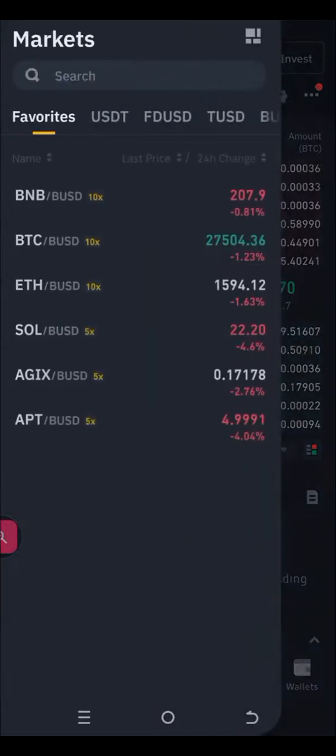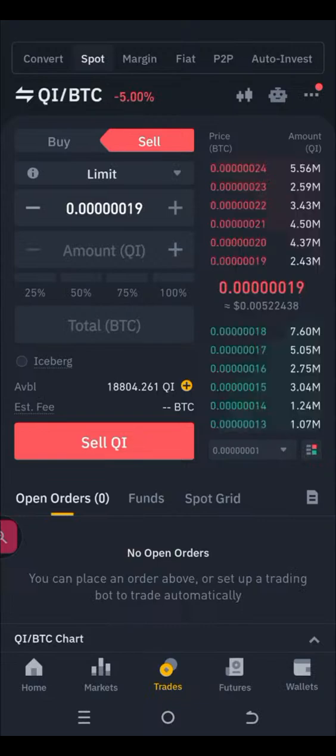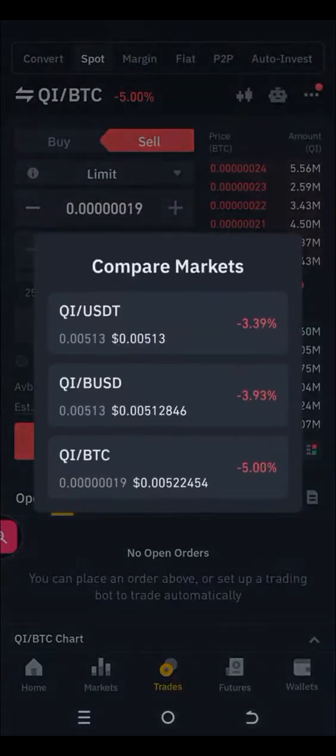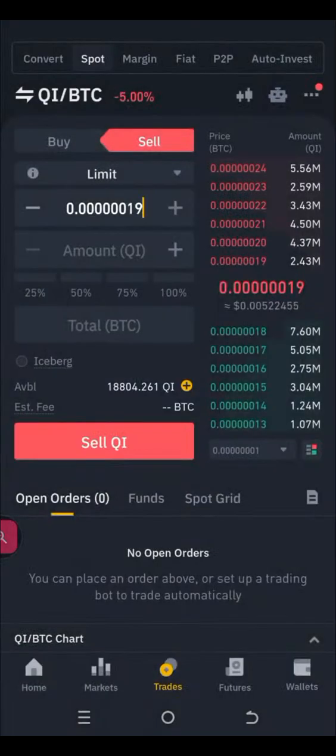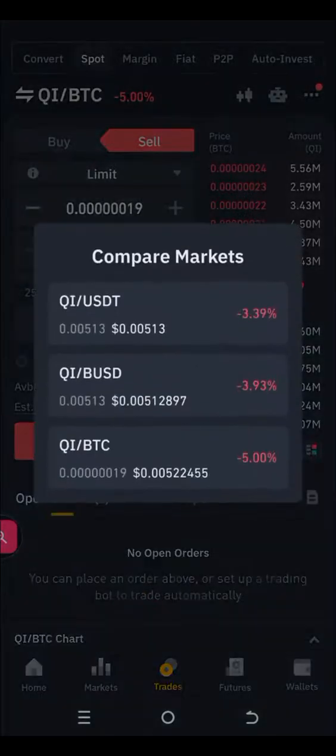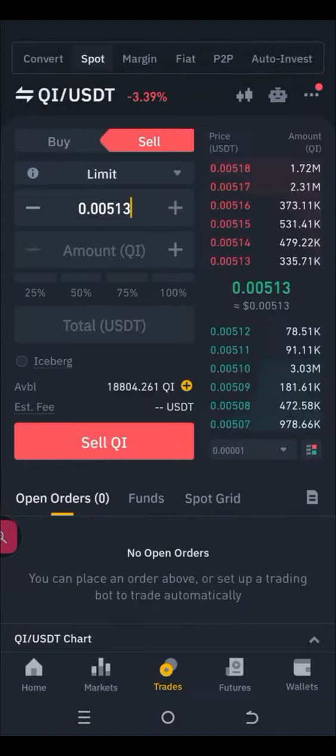Normally, we'll set a sell limit, and that's all we're going to do. So let's go and check. We're just going to have to wait. Oh no, this is QIBTC. Let's go back to QIUSDT. So we're going to set a sell limit and just wait for it to execute. We don't know how long this is going to take. A couple of days, a couple of hours.